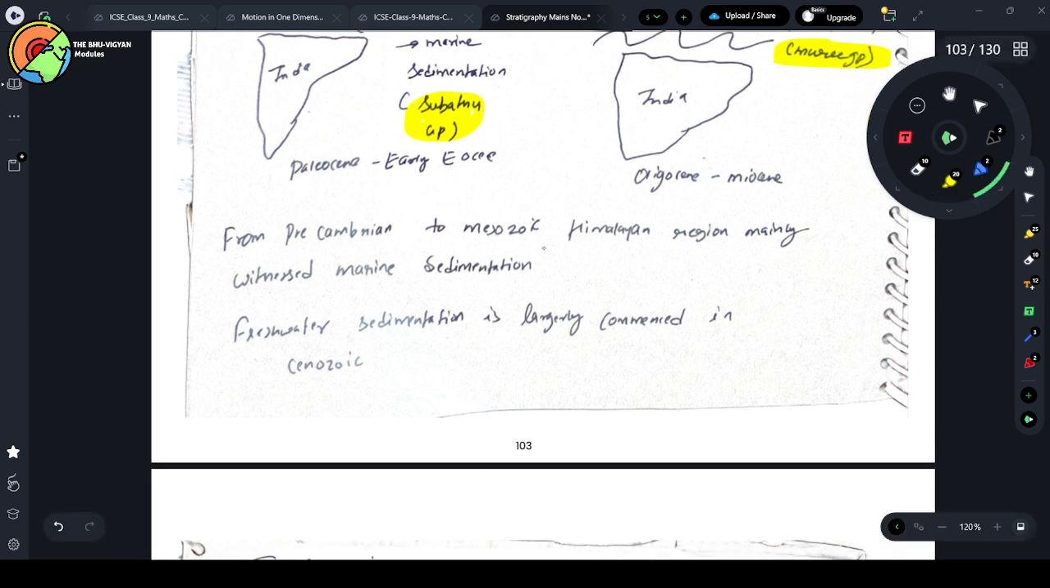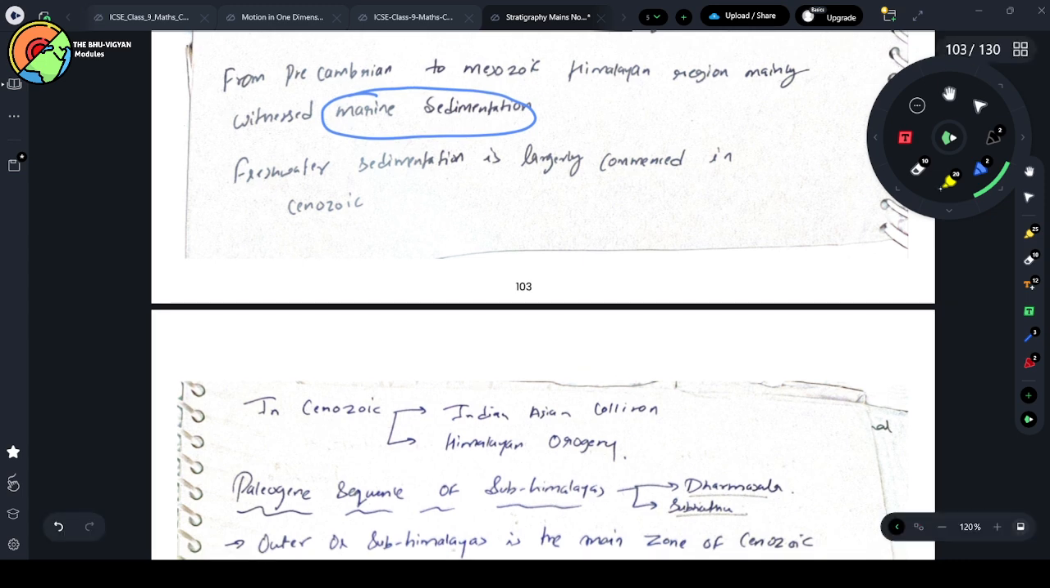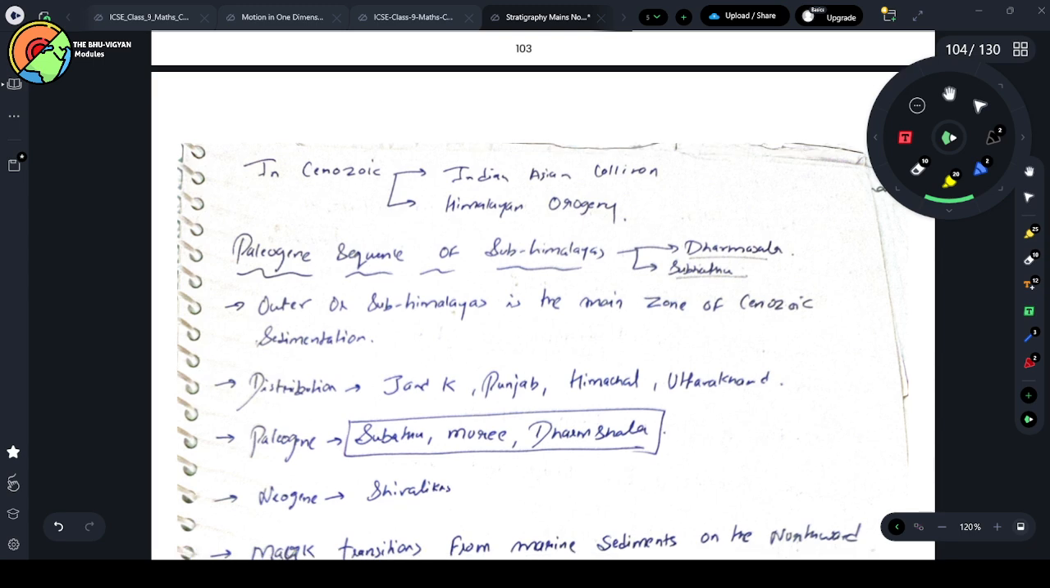From Precambrian to Mesozoic, the Himalayan region mainly witnessed marine sedimentation. So this is important: from Precambrian to Mesozoic time, the Himalayan sedimentation is mostly marine. Now freshwater sedimentation is largely seen during the Cenozoic time. In Cenozoic time, two major things occurred. One was our Himalayan orogeny and the Indian-Asian collision, which itself resulted in the Himalayan orogeny.